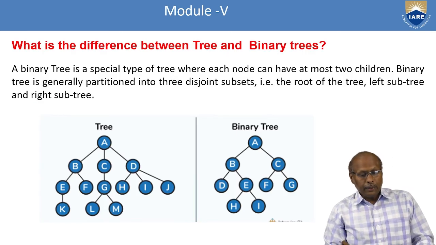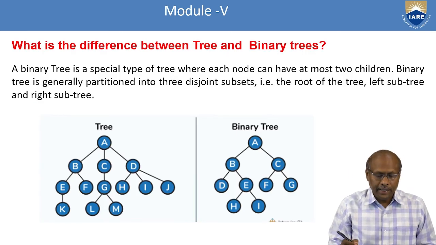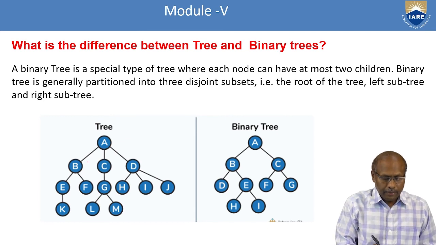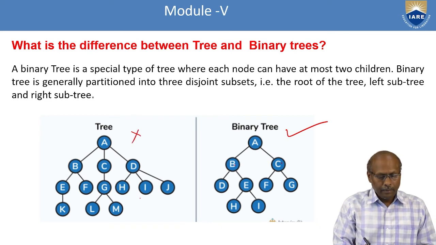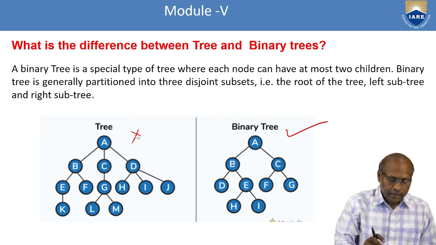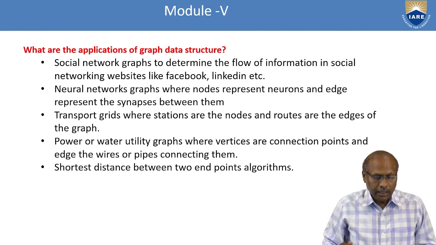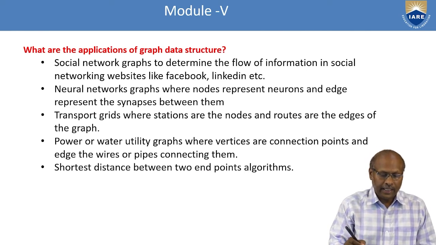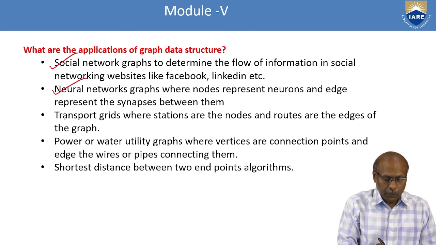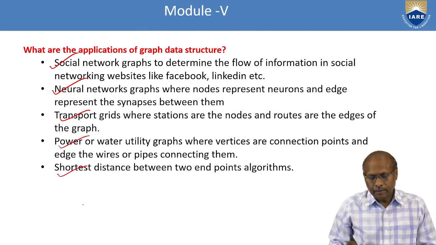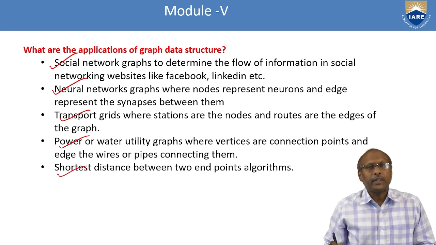Then they will ask, what is the difference between a tree and a binary tree? A tree means a general one. There is no restriction on the number of children. Whereas in the case of a binary tree, there is a restriction: every node has at most two children. So if a node has more, it is not a binary tree, it is a general tree only. Then they may ask, what are the applications of graph data structures? Where is the graph data structure used? It is used in social networks, neural networks, transport grids, and power and water utility graphs, and in shortest path finding algorithms, where these graphs are useful.